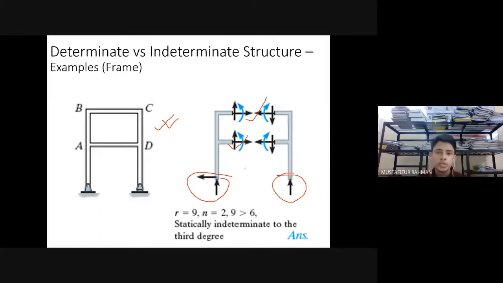Now, how many equations can you write? Here you can write three equations, and here you can write three equations. You have two loops, two members, where we can write down our equations of static equilibrium. So we can write a total of 3 into 2, 6 equations, and unknown forces we have 9. That means it is statically indeterminate by degree 3.